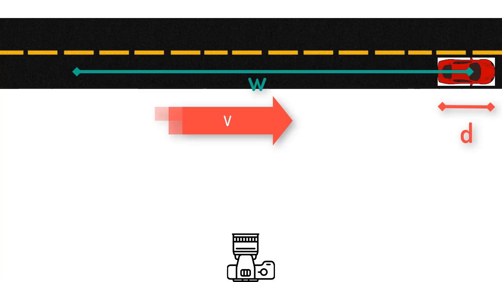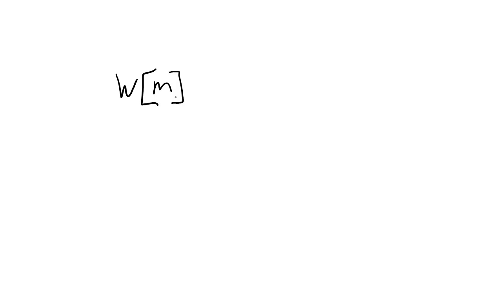W will be in units of meters. Now, I know the resolution of the pictures that I'm taking with my camera. Let's suppose that the resolution of these pictures is 640 by 480. That means that in the left to right direction, we have 640 pixels. Here, that gives me a conversion factor of W meters per 640 pixels.